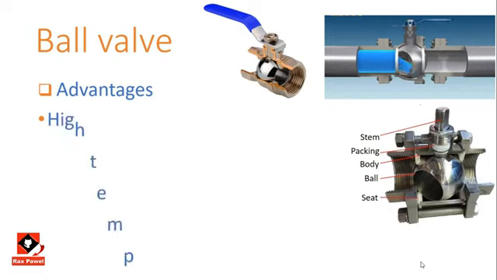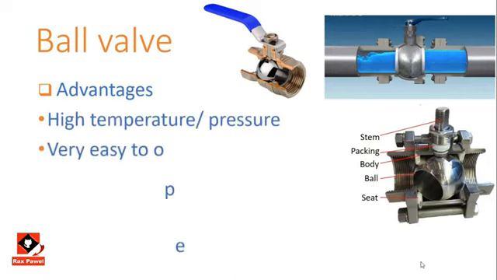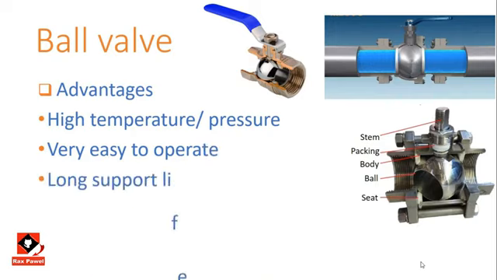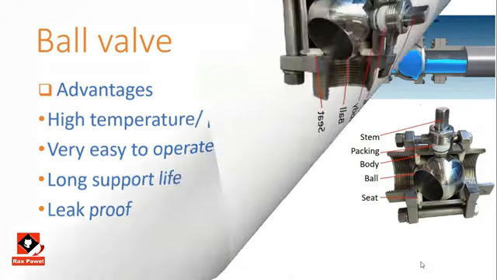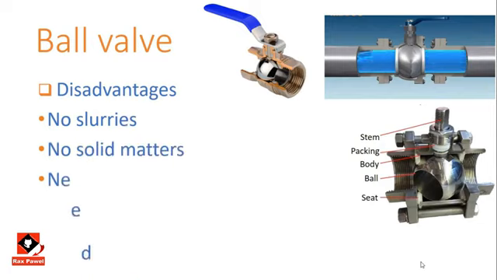Advantages: it deals with high temperature and high pressure applications. Ball valve is very easy to operate, so it can operate quickly. Usually it gives long service life and leak-proof service. Disadvantages: ball valve is not suitable for slurries. Also, solid matter can damage the sealing surfaces. That happens due to its dead space. And ball valve needs proper maintenance.